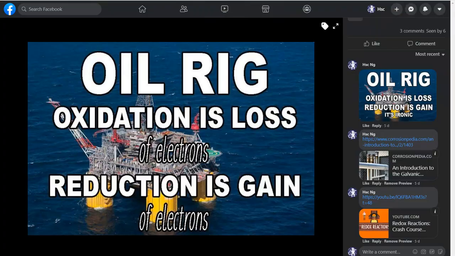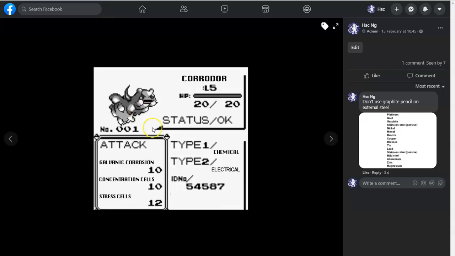Okay, so we need to protect things. So we have massive attack, or a galvanic attack rather. And so the main attack that our Pokemon uses is galvanic corrosion, right? And maybe it's like a poison effect. Maybe that's why it does less damage. Anyway, we also have concentration cells.